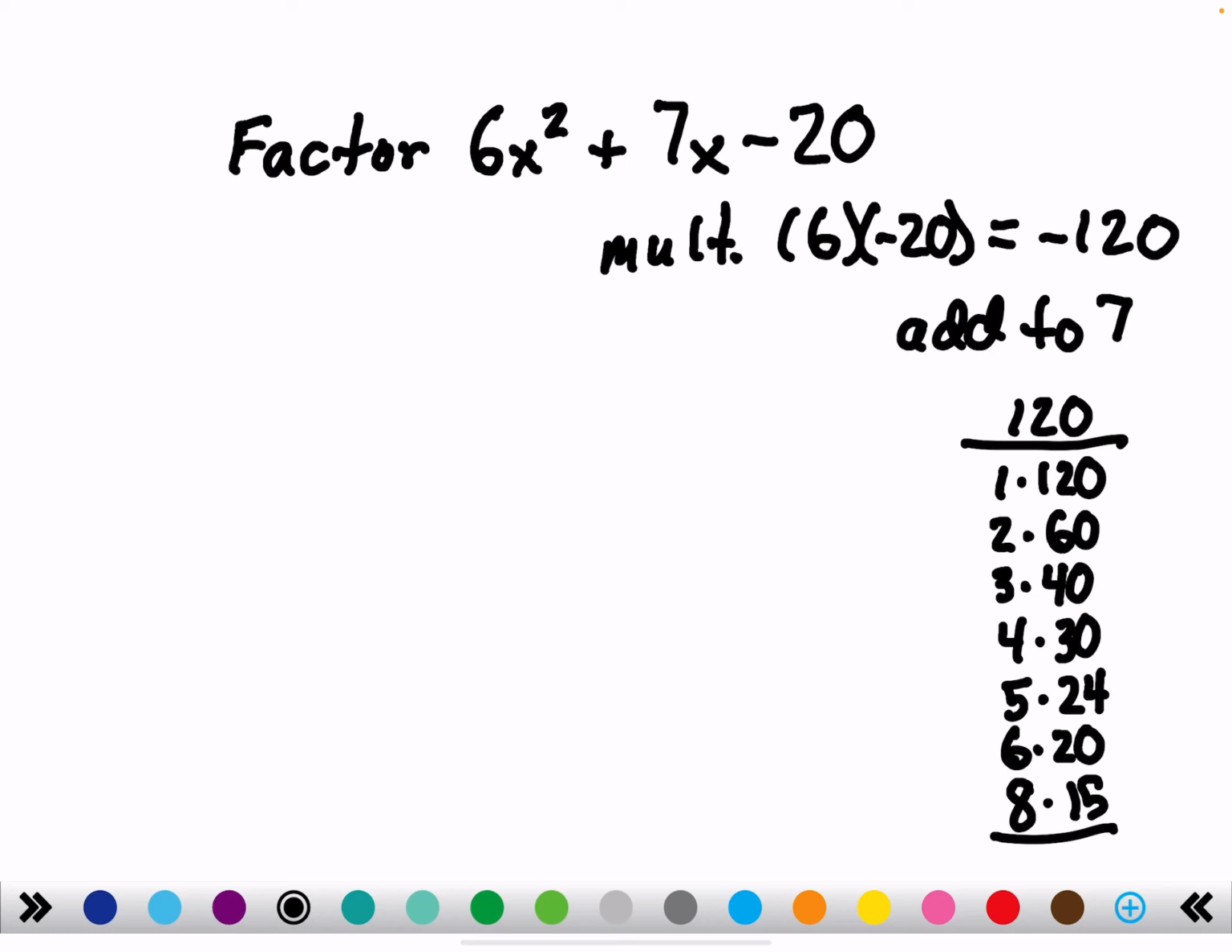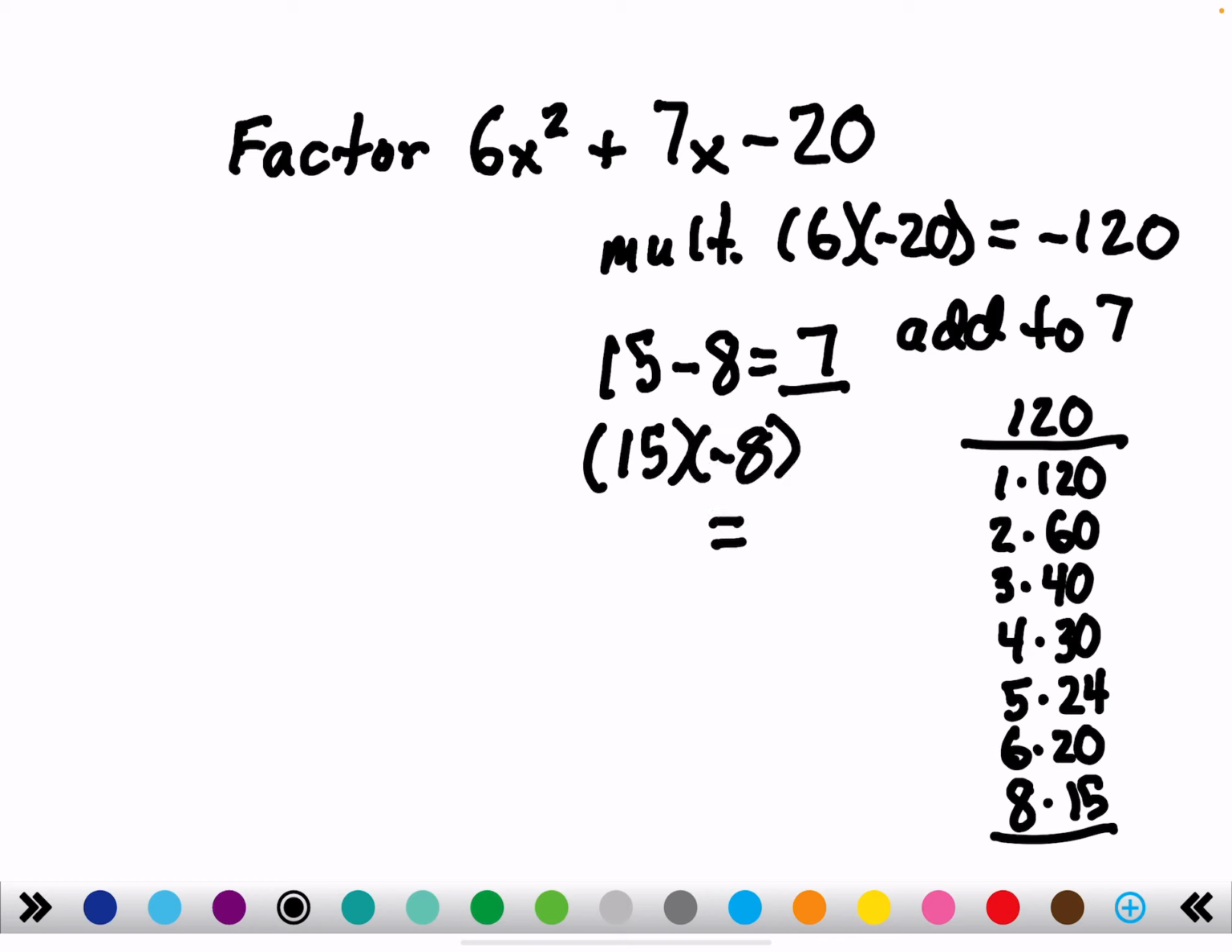So to get the correct signs, they have to add to a positive 7. So it means the 15 is positive and the 8 is negative. That adds to positive 7. They would have positive 15 times negative 8. That is negative 120.